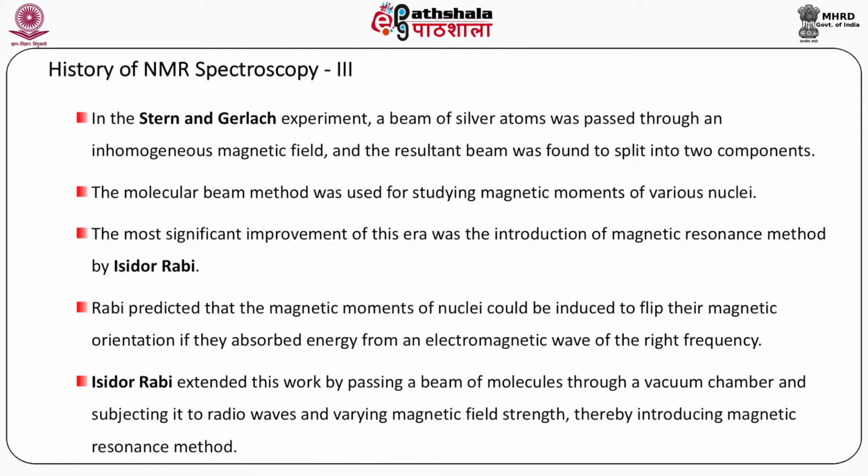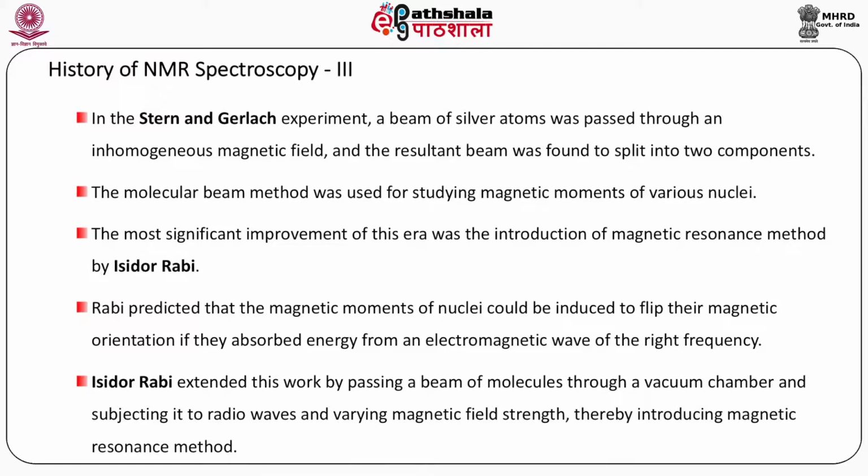This original method was further expanded. The molecular beam method was used for studying magnetic moments of various nuclei. The most significant improvement of this era was the introduction of the magnetic resonance method by Isidor Rabi. Rabi predicted that the magnetic moments of nuclei could be induced to flip their magnetic orientation if they absorbed energy from an electromagnetic wave of the right frequency.